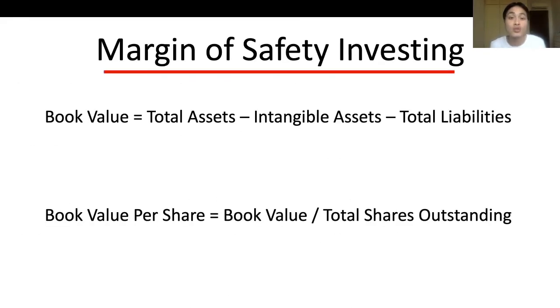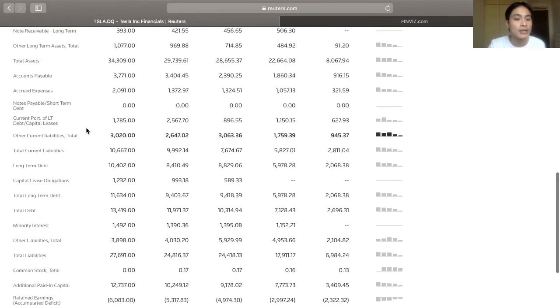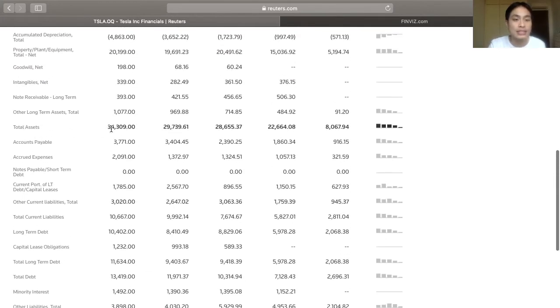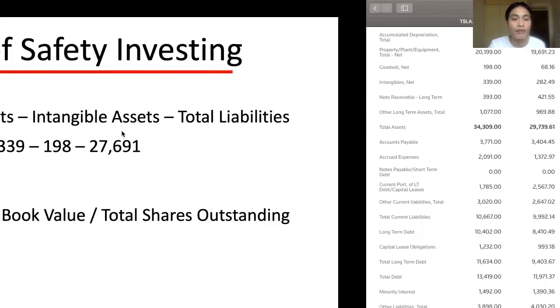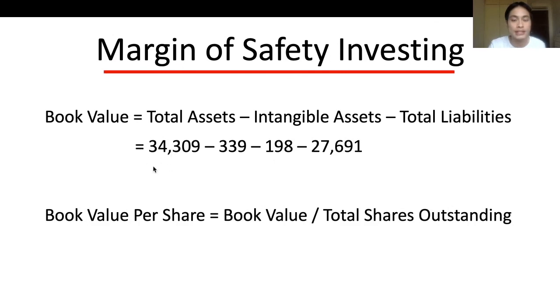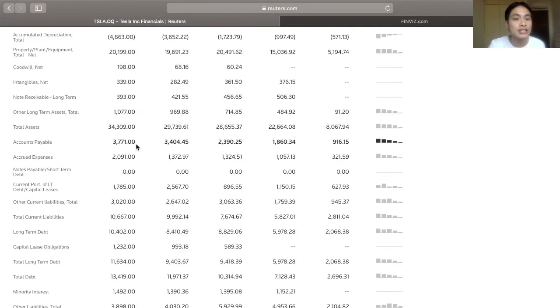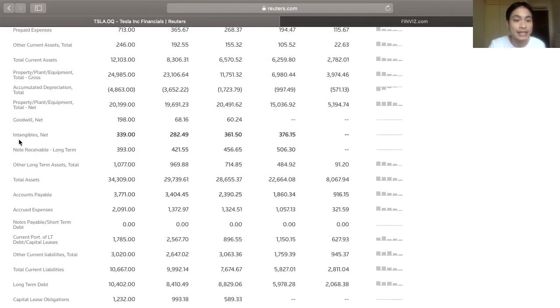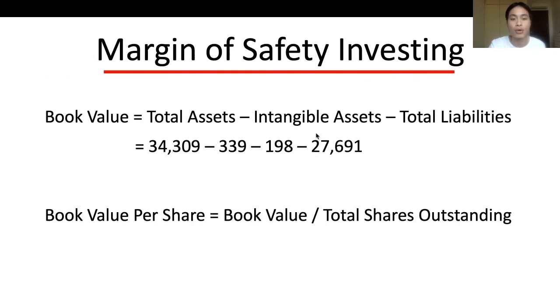Now that we have the values, we just need to plug it into the formula, right? So the total assets will be 34,309. So we double check. We'll go here and total assets is 34,309, right? So that corresponds to total assets. And the next thing that we want to look out for is the intangible assets, right? Intangible assets, like I mentioned earlier on, includes intangibles plus the goodwill. So we take 339 and 198. So down here, we include 339 and 198, right? So total assets minus 339 minus 198 minus total liabilities, right?